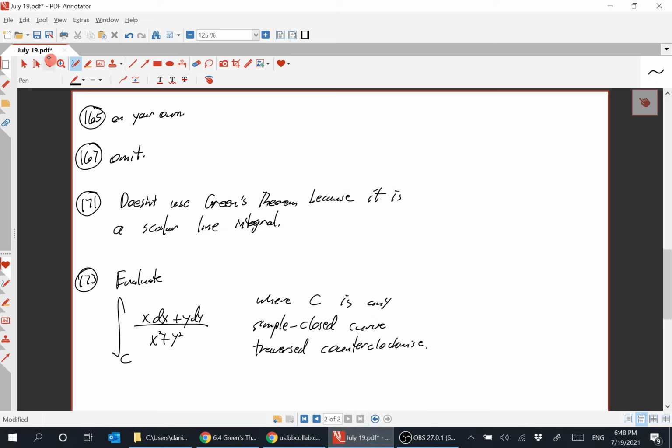Well, I see. You can't actually use Green's theorem here because with Green's theorem, you do actually need to have a region that contains the origin.